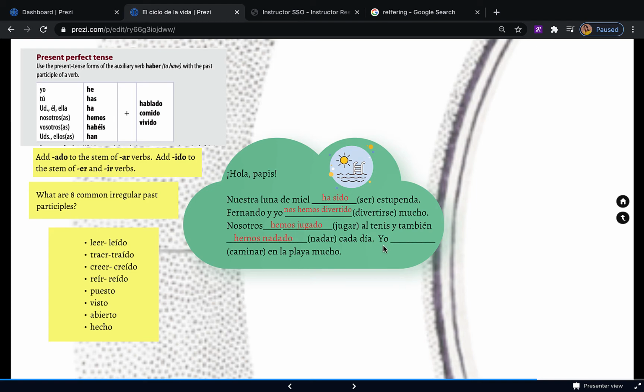Caminar is a regular AR verb. Yo he caminado en la playa mucho. Muy bien. Okay? And then keep practicing all the way until 14 in your book.